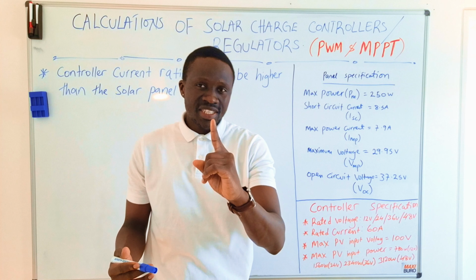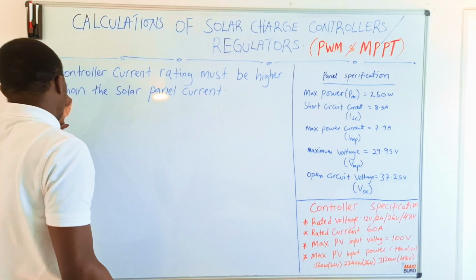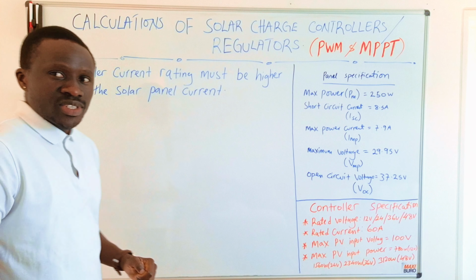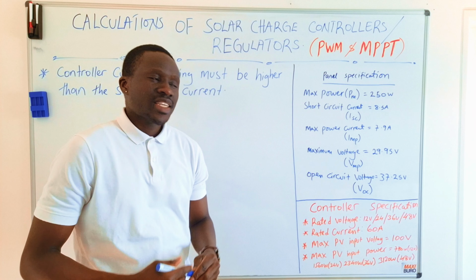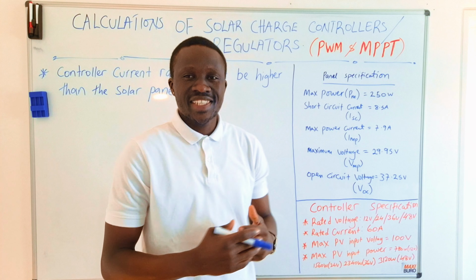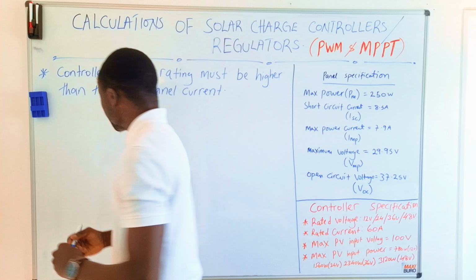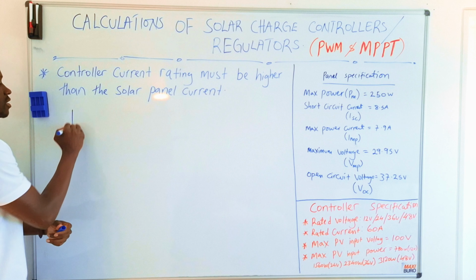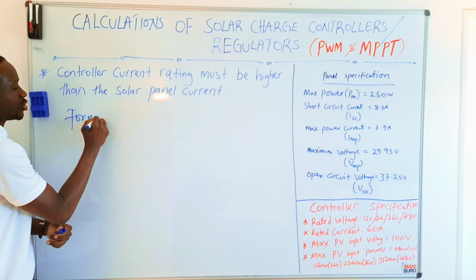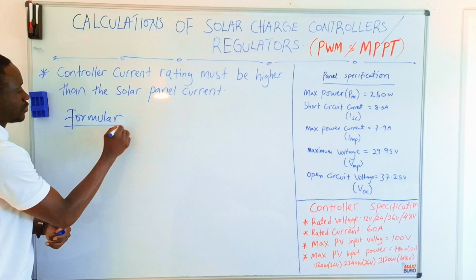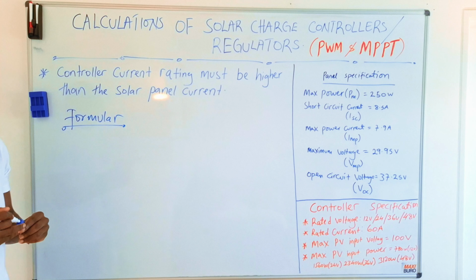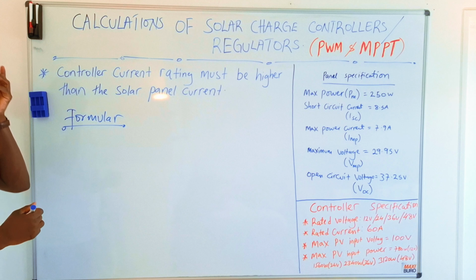Now we said the charge controller must have a higher current than the solar panel. Always master this. Now, what formula can we use to calculate the charge controllers? Let us see the formula to use when you're calculating the charge controller.